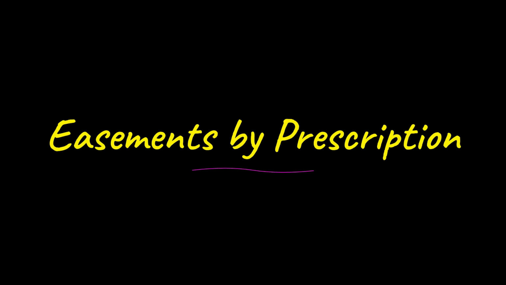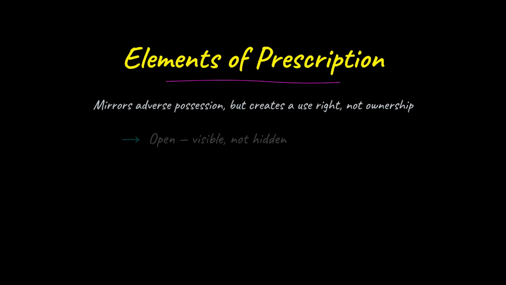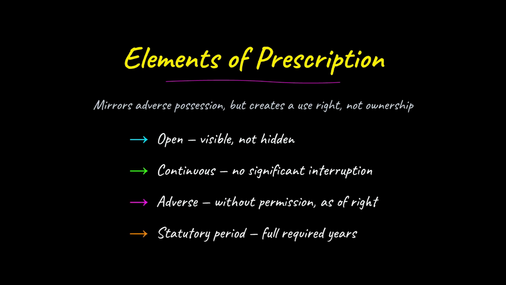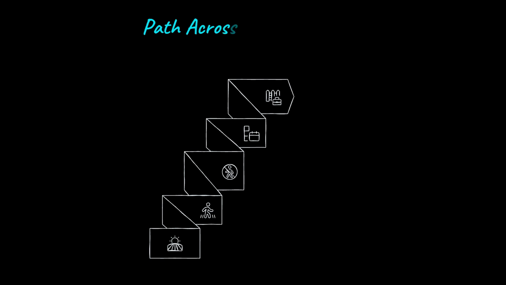The clearest example is a right-of-way that ripens from years of open, unpermitted crossing. The doctrine requires four things. The use must be open, continuous, adverse, and maintained for the full statutory period. Adverse is the key word. It means used without the owner's permission as of right, rather than by invitation.